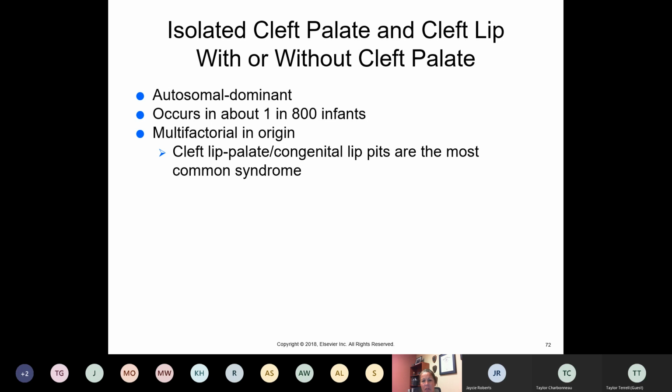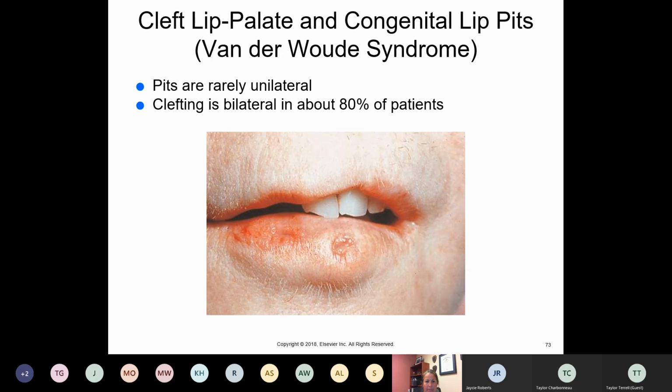Congenital lip pits are the most common syndrome that we see along with this. The pits in the corners of the mouth are rarely unilateral. We usually see them on both sides. And clefting is bilateral in about 80% of the patients.